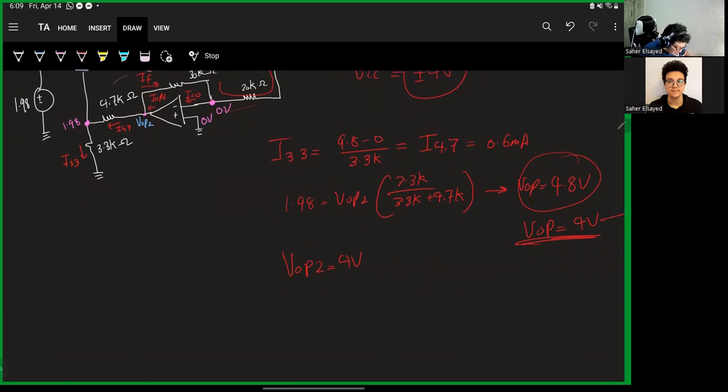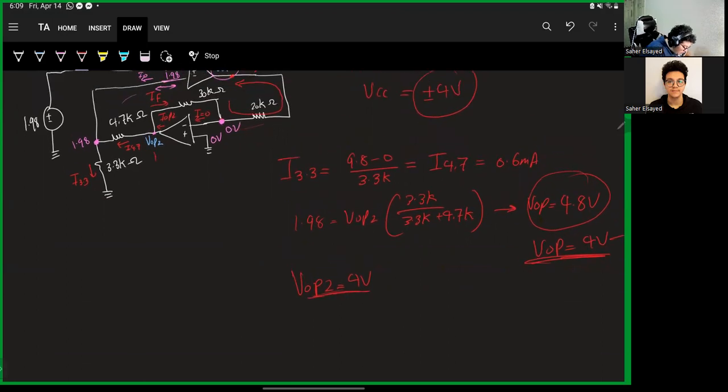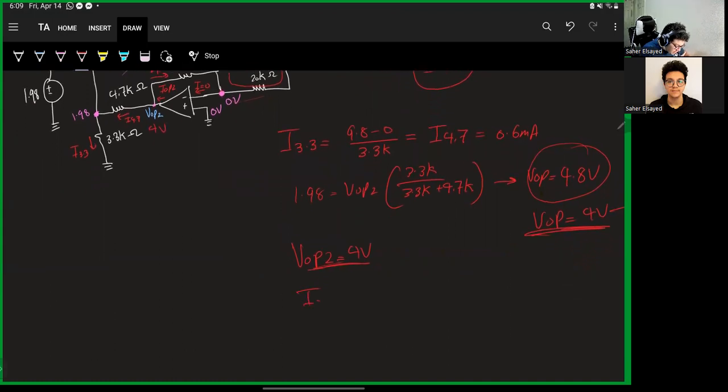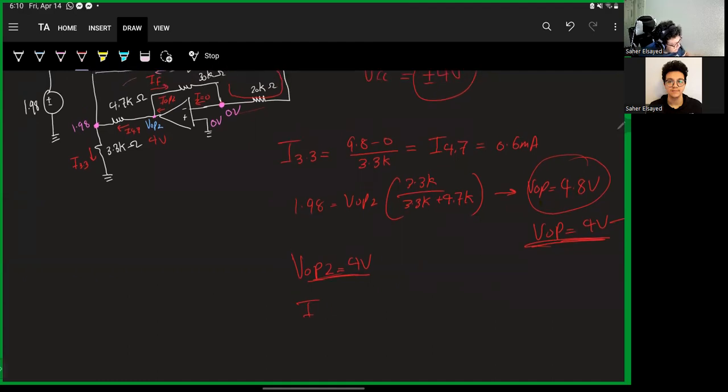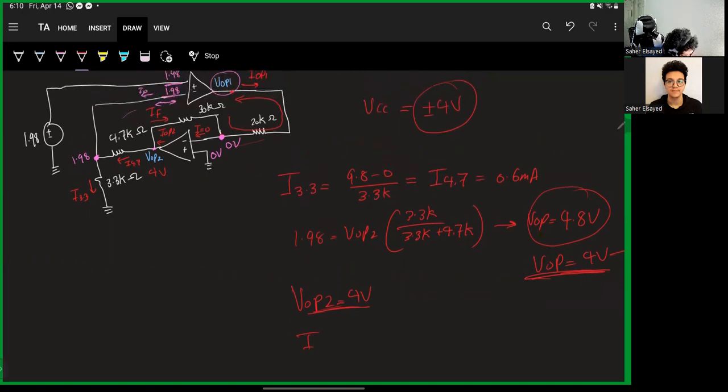So if this is now 4 volt, the current is different. I 3.3 is now, or I 4.7, R 4.7 is what now? Actually, let's not think about it this way. Give me 1 second, let me think about this. VOB2. So the bottom of amp rail to 4. The voltage of the bottom of amp rail to 4.